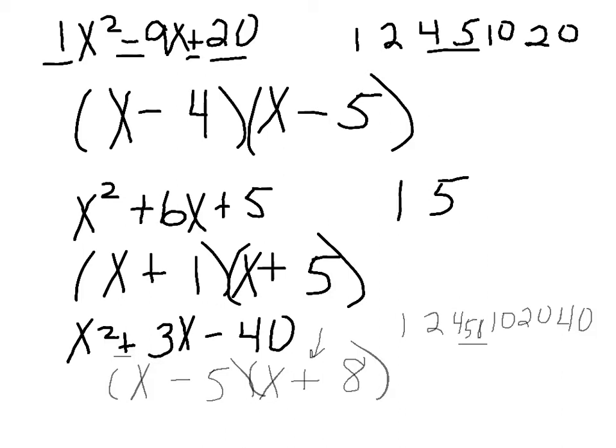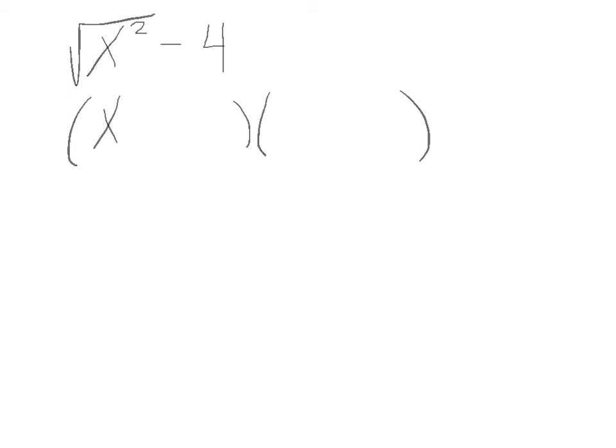Now, there's a couple special factoring situations. So let's look at that. If we have 2 numbers with a minus sign between them, and they're both perfect squares, that will always turn out to be the square root of the first one and then the square root of the second one with a plus and minus between them.